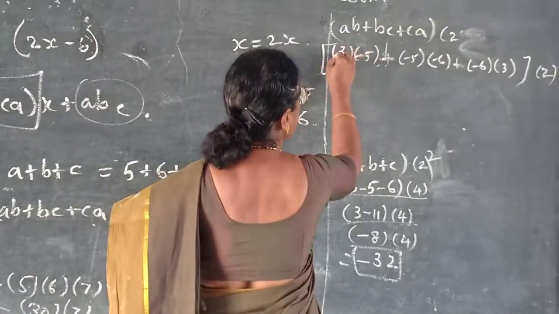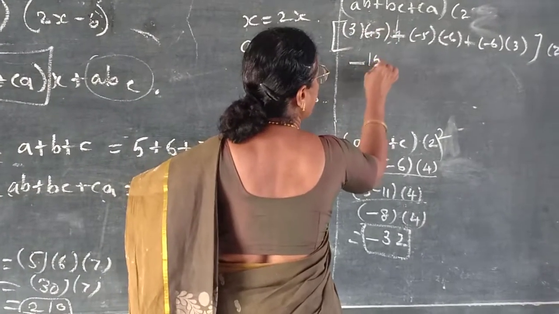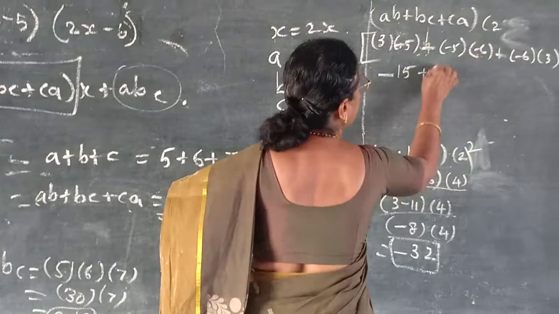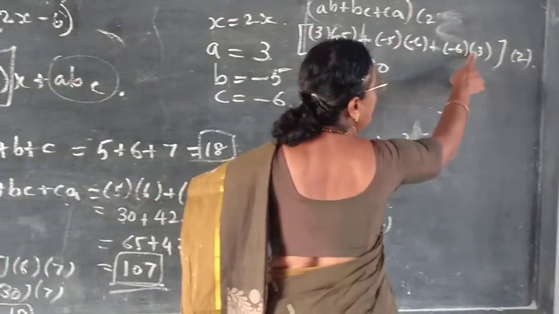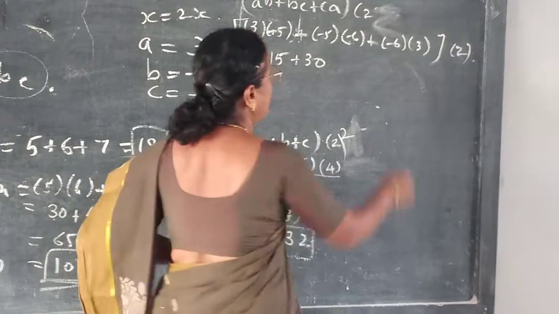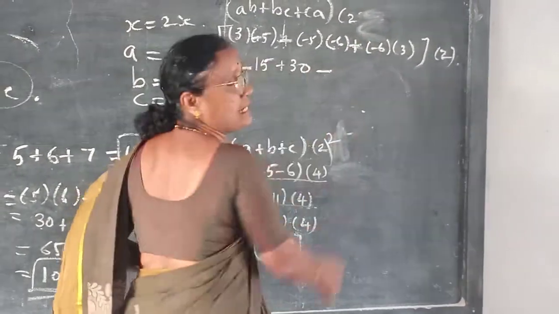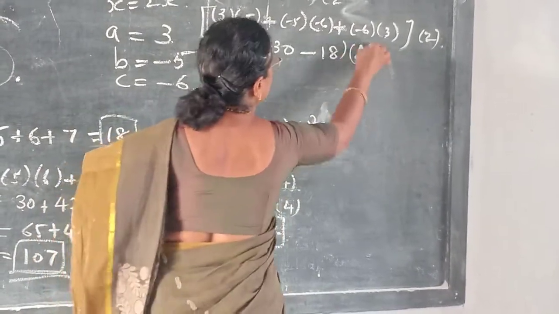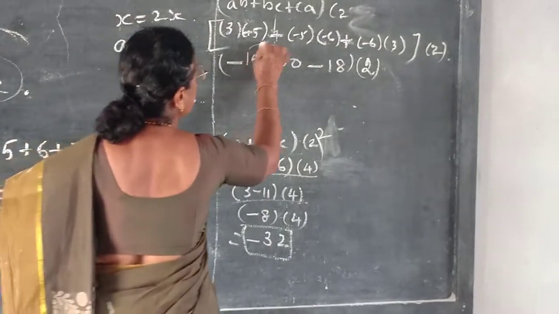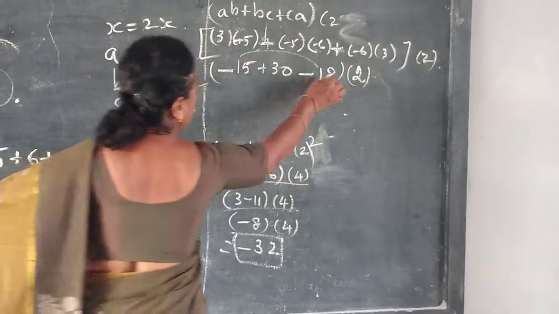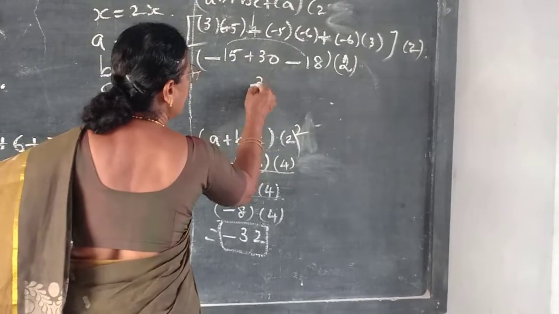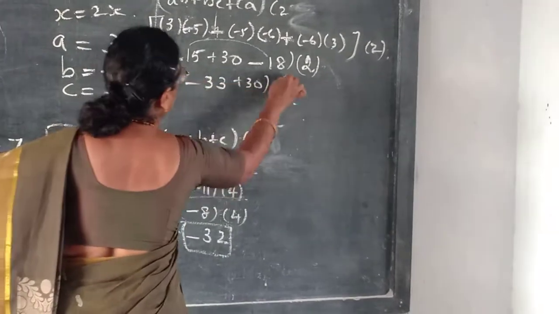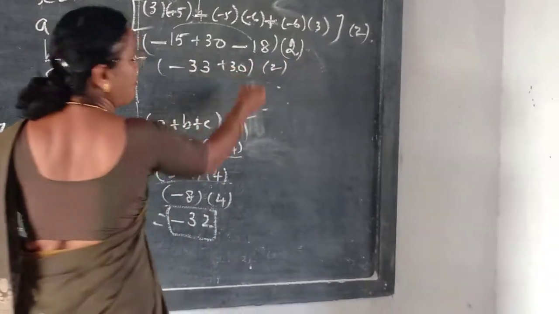What is it? Plus into minus? Minus. 3 5s are 15. Minus into minus? Plus. 5 6s are 30. Plus 30. Plus into minus? Minus. Understand? Since it is addition, you have to write minus. 6 3s are 18. Into 2. So minus 15 minus 18. 8 plus 5, 13. Minus 33 plus 30, into 2.